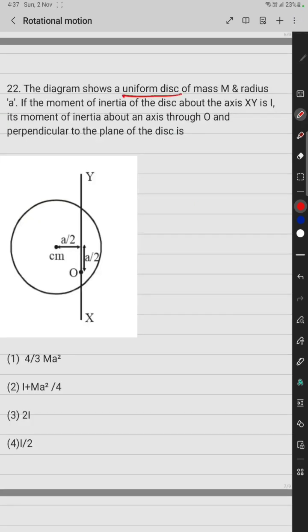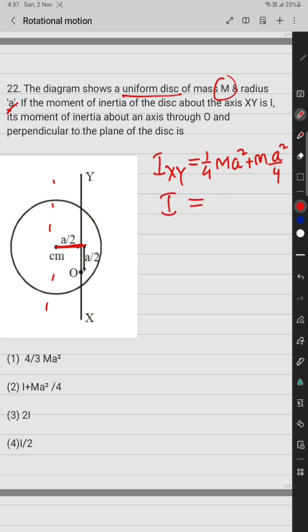Diagram: it is a uniform disk of mass capital M and radius a. The moment of inertia about the xy axis, I_g, is in the plane, and that will be 1/4 mass into radius squared, where the radius is a. So M a squared by 4 plus mass into perpendicular distance a by 2 squared, a squared by 4, so I_xy, which is given as I, is M a squared by 2.